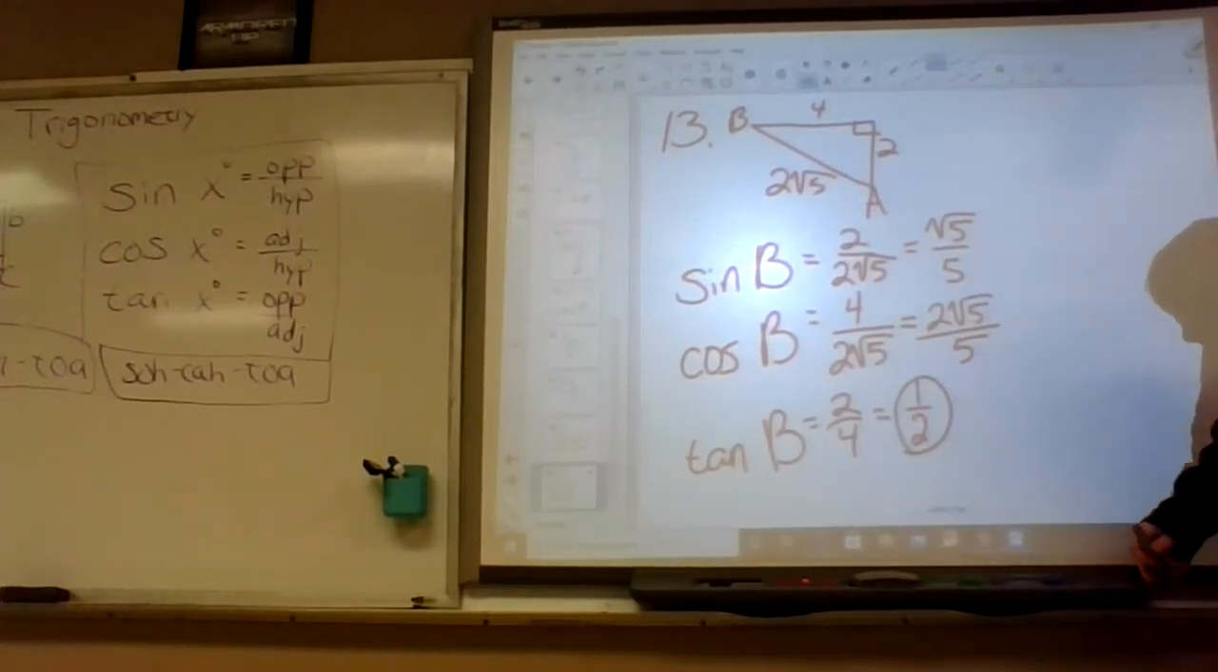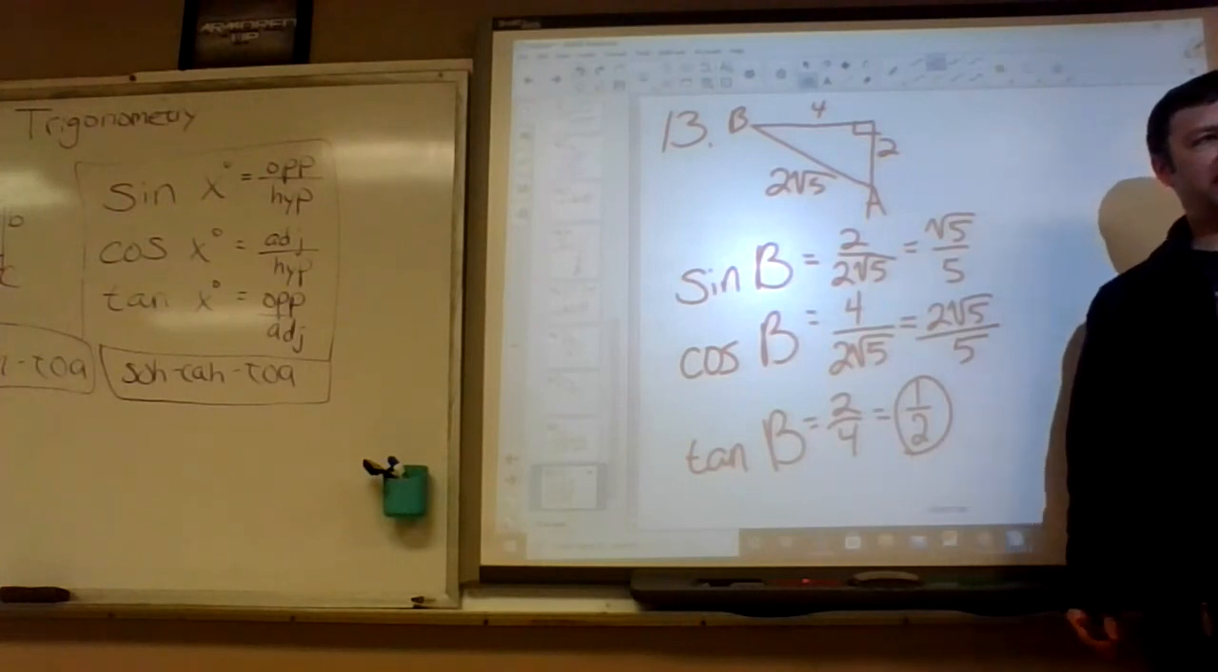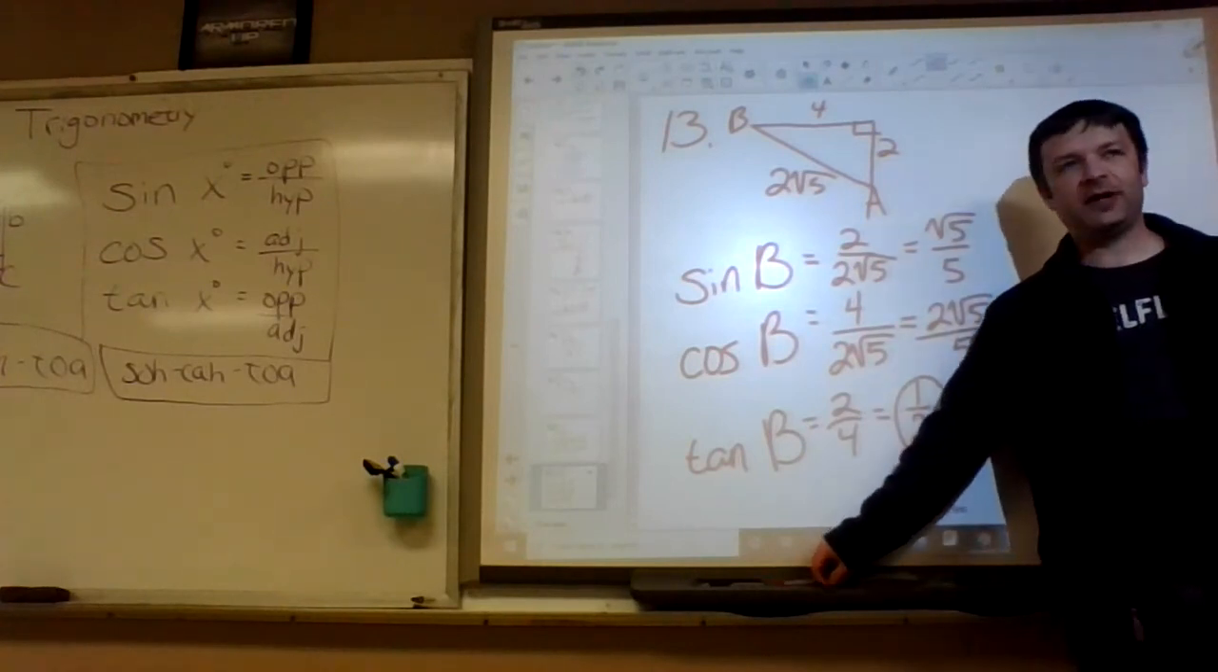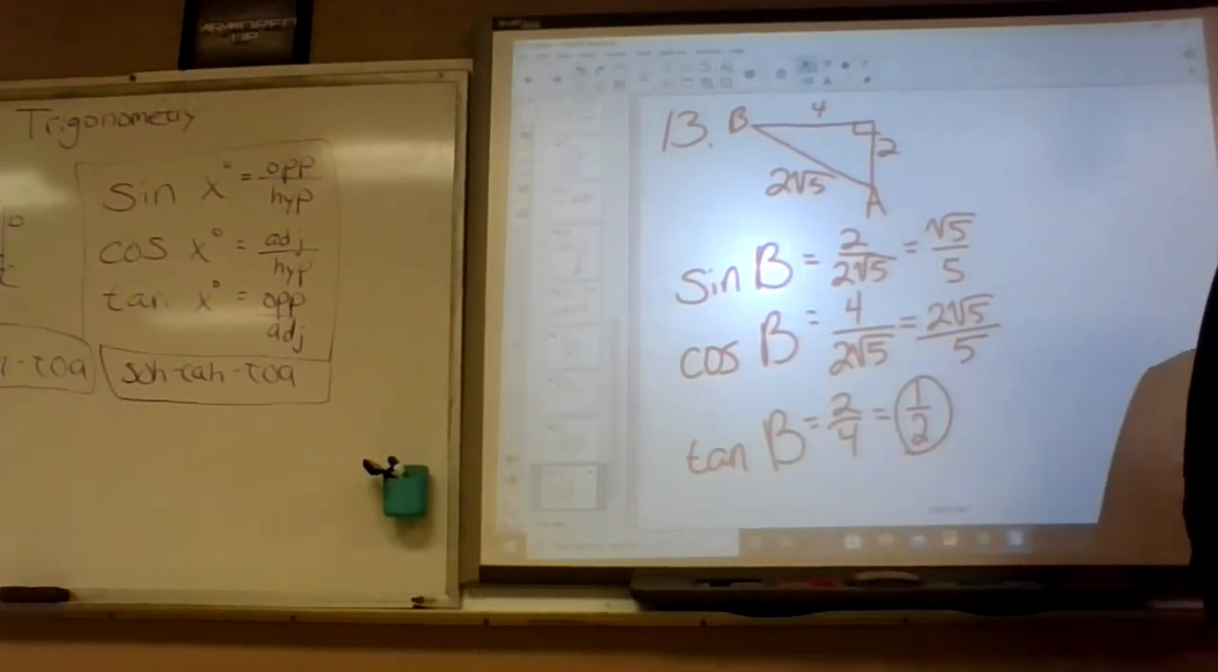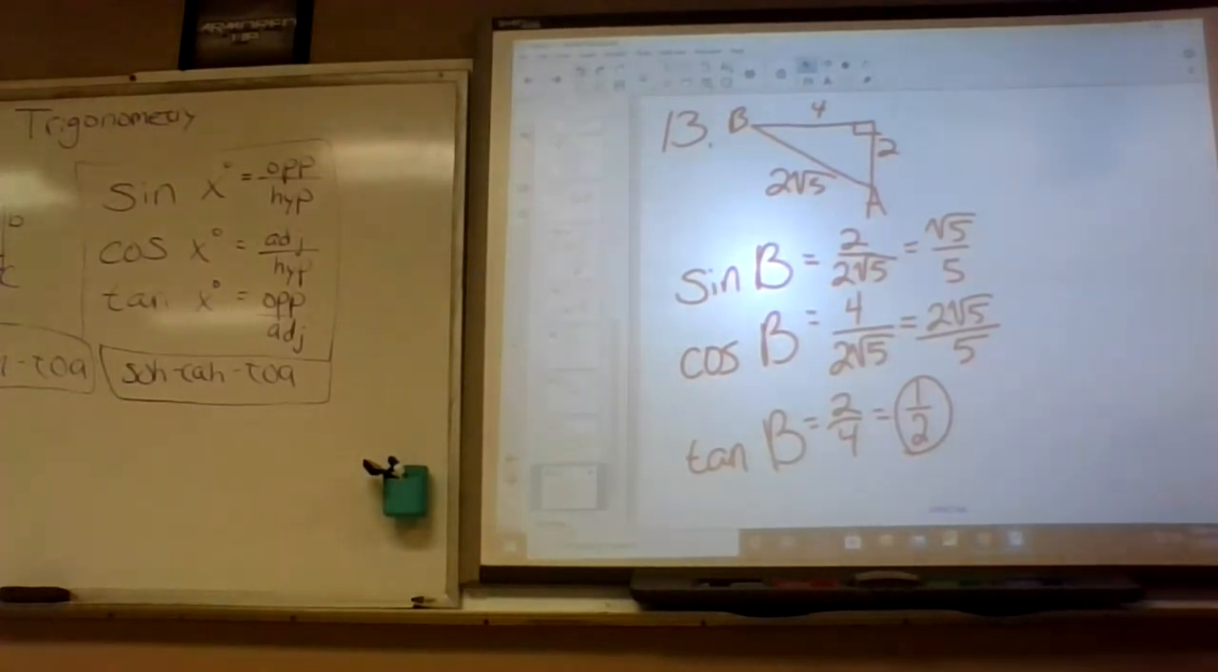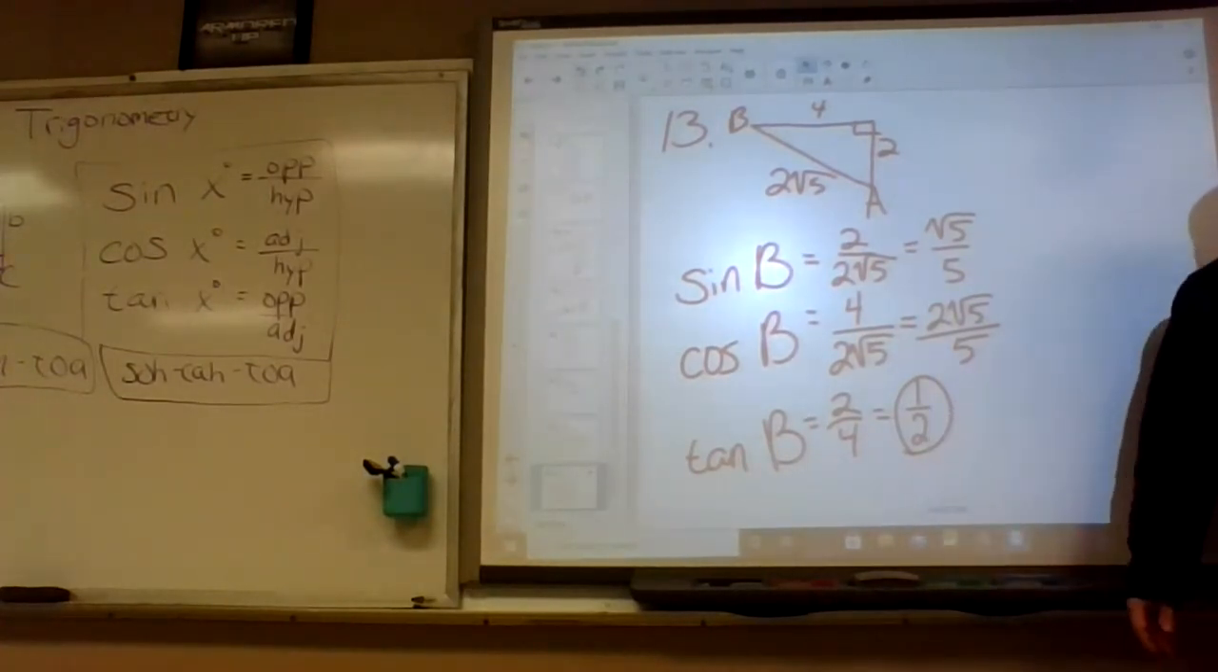Alright. Notice how tangent of A and tangent of B are related. Tangent of A was 2, or 2 over 1. Tangent of B, 1 over 2.